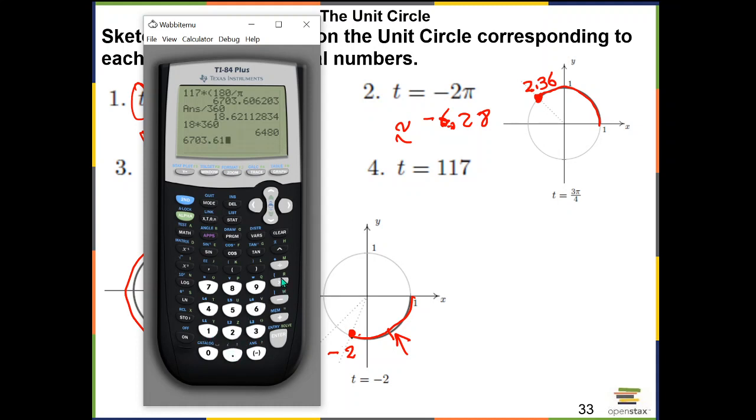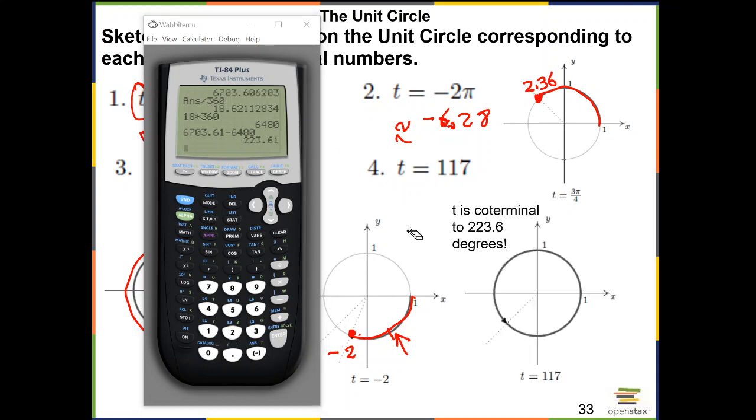6703.61 minus 6480 is 223.61. So what I have to do is go around here. How many times? 18 times. 1, 2, 3, 4, 5. I'm not going to do it. But here this is 18 times.